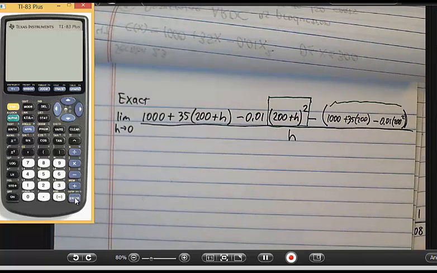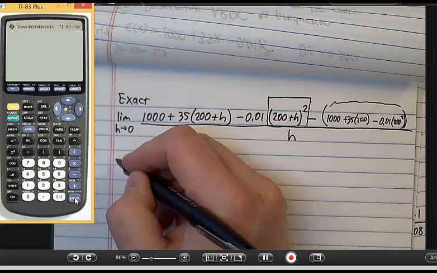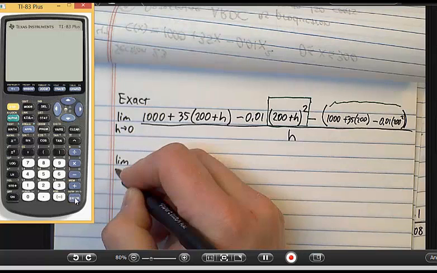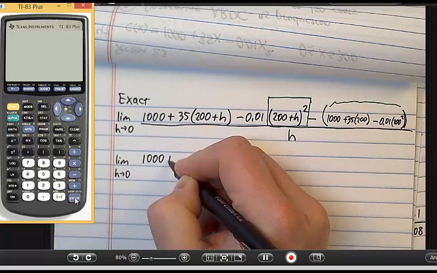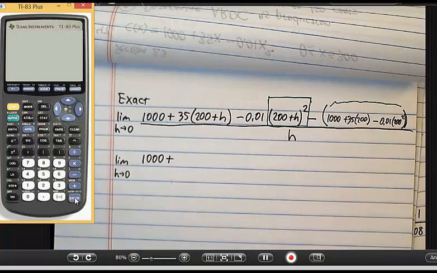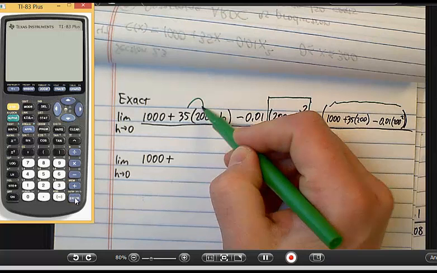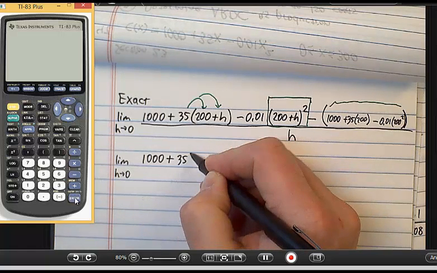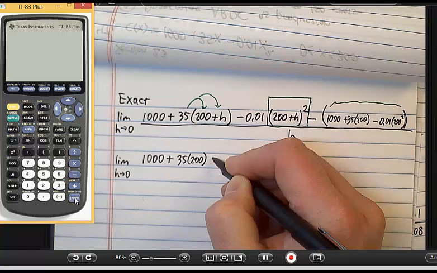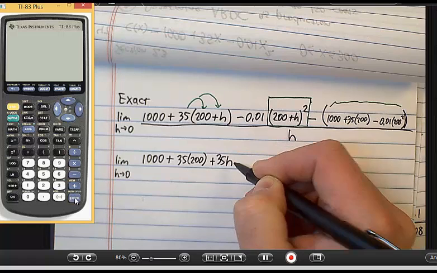And so on the next line, let's write everything the same. Limit as h goes to 0, 1,000. Oh, I will let you do one more thing. I could take that 35 and distribute it. But when I do, watch what I'm going to write: 35 times 200 plus 35h. Okay?